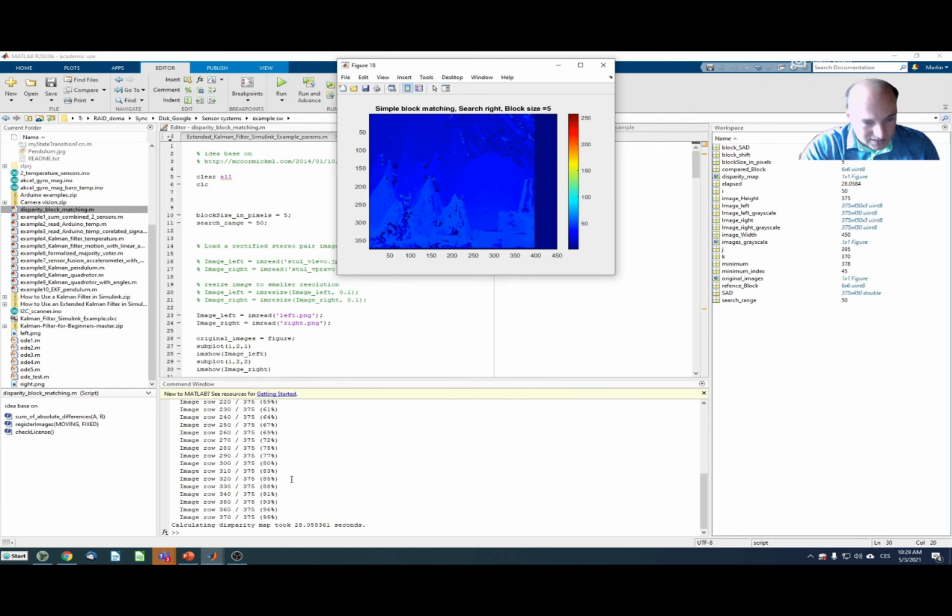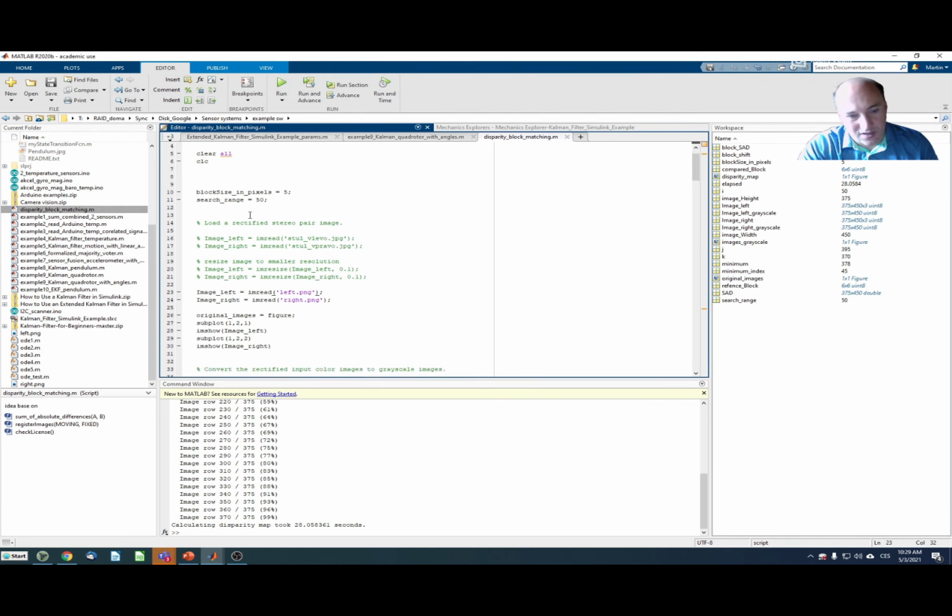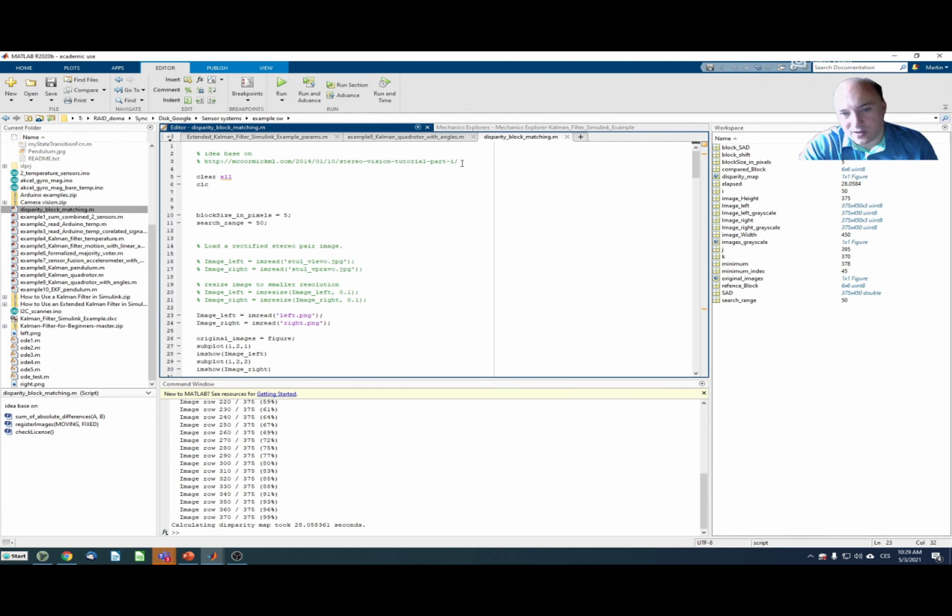So I will not go through this MATLAB code. You can take a look on your own at this tutorial. It explains quite well how it works. It explains also how the code is working, and this example you have available in Moodle.